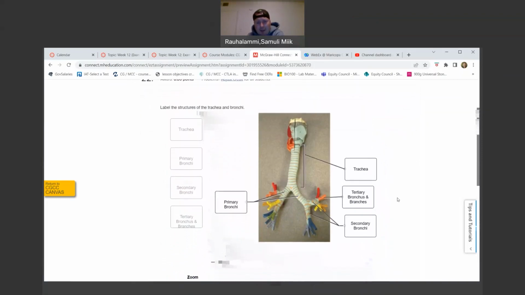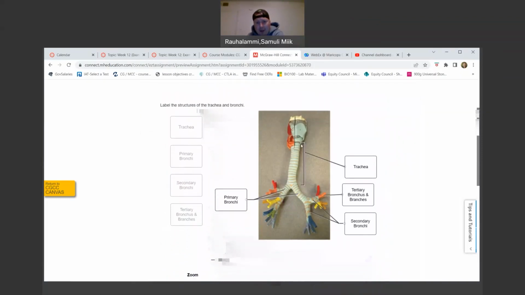Let's have a look at the next one, a nice model of the respiratory tract. So we're seeing our trachea. It divides at the carina into primary bronchi, then followed by secondary bronchi, and finally tertiary bronchi and bronchioles.